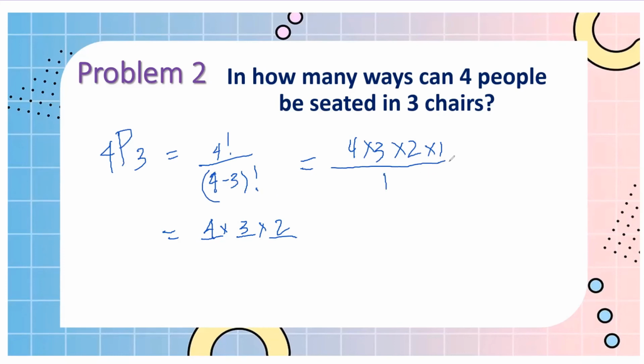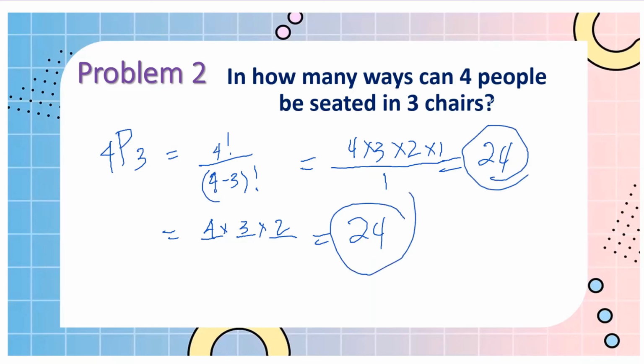1 factorial. So, ganon. 4 times 3, 12 times 2. I think the same answer in this case. 4 times 3, 12 times 2, the same answer. But it's not always the same, depende sa number. In this case, nagkapareho lang sila. So, 24 possible ways.